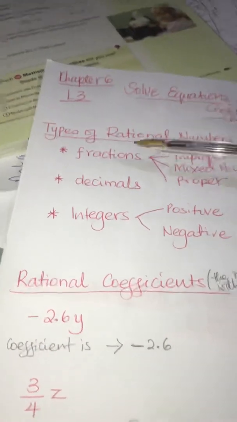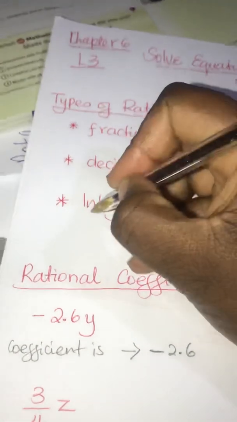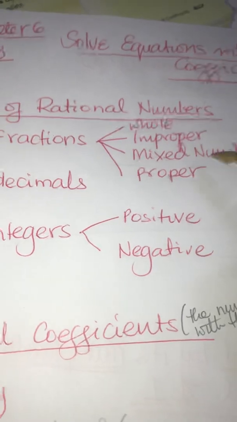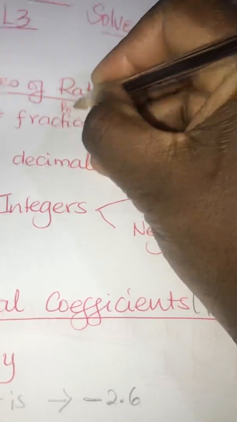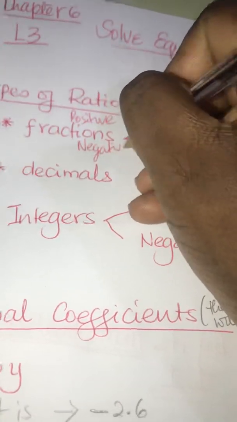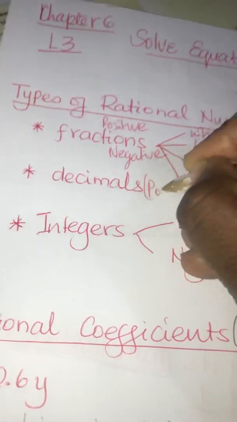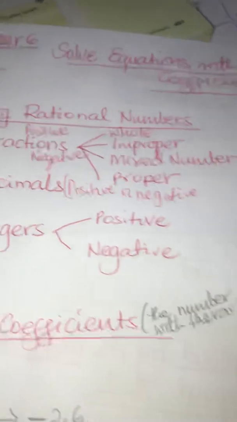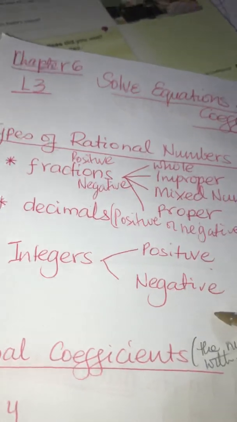So what is a rational number? A rational number can be a fraction, a decimal, or an integer. Types of fractions: whole, improper, mixed, proper. Remember, fractions can be positive or negative. Then we have decimals. They can also be positive or negative. Then we have integers. These are whole numbers. They can also be positive or negative.